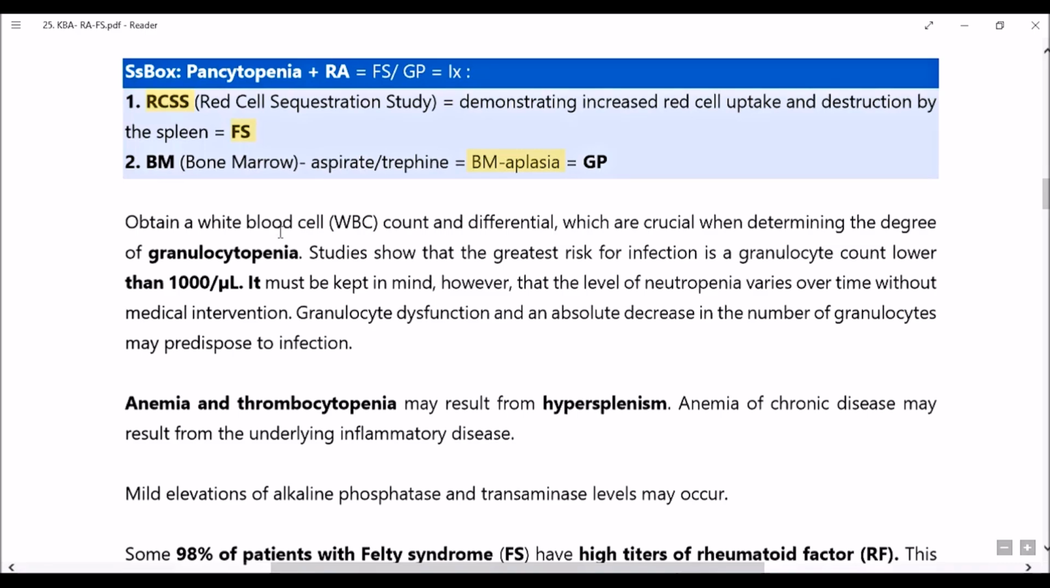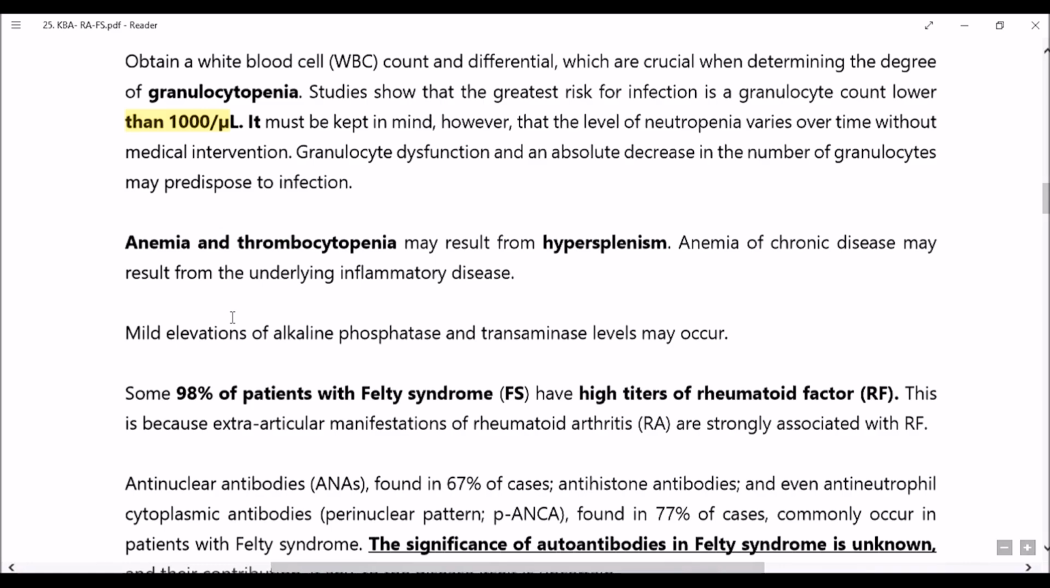White blood cell count and differentials are crucial in determining the degree of granulocytopenia. Studies showed that the greatest risk of infection is with a granulocyte count less than 1000. It must be kept in mind, however, that the level of neutropenia varies over time without medical intervention. Granulocyte dysfunction and absolute decrease in the number of granulocytes may predispose to infection. Anemia and thrombocytopenia may result from hypersplenism. Anemia of chronic disease may result from underlying inflammatory disease.